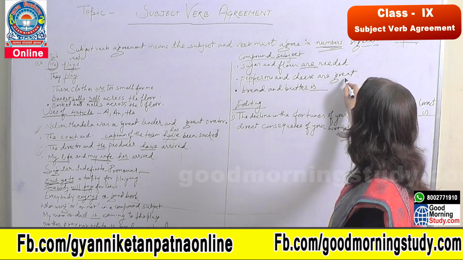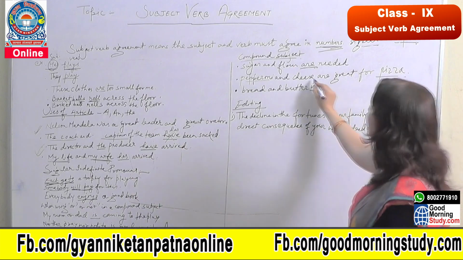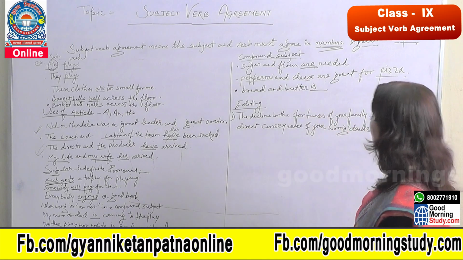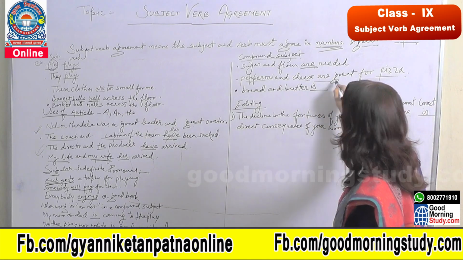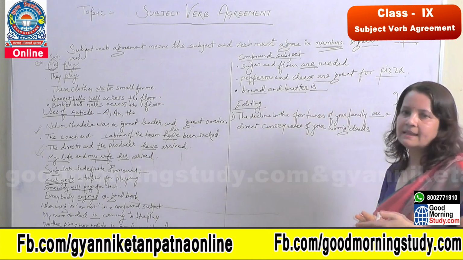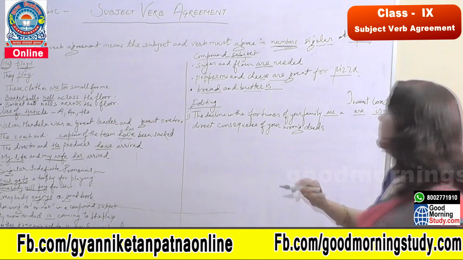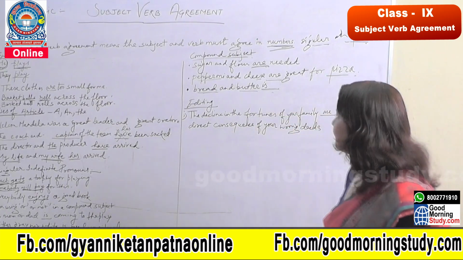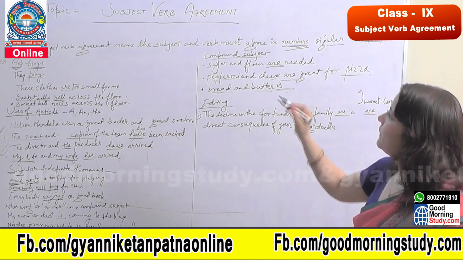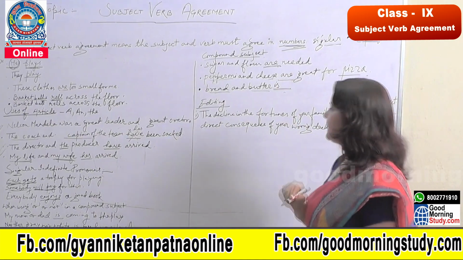Pepperoni and cheese are great for pizza. For a pizza we require those things. So pepperoni is one, cheese is another, so "are" is being used here. Bread and butter we take as one, because we always use butter with the bread. So here we go for "is". So there are certain rules which we follow in subject-verb agreement to write a correct sentence.